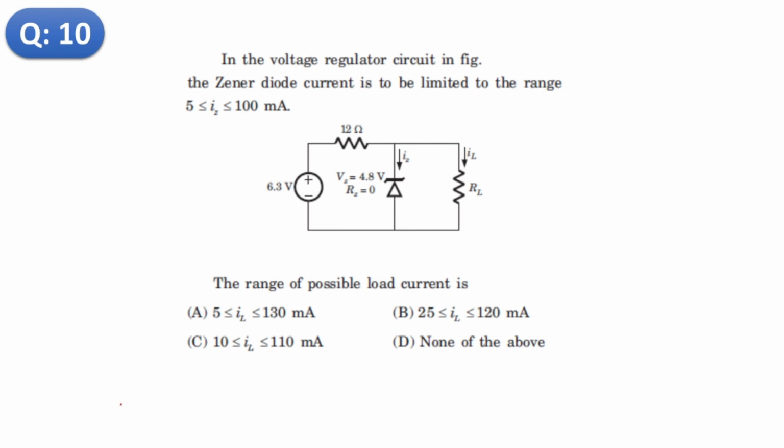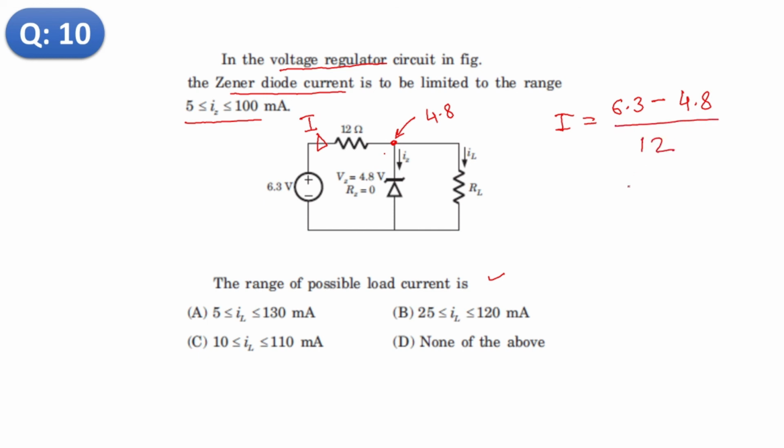Now question number 10. It is based on a voltage regulator circuit. For the Zener diode, the current is limited to the range of 5 to 100 milliampere. We require the load current range. This range. So first we need to calculate this I, and then this IL. So I will be 6.5 minus the potential at this point, which is equal to the Zener potential, that is 4.8, so (6.5 minus 4.8) divided by 12.